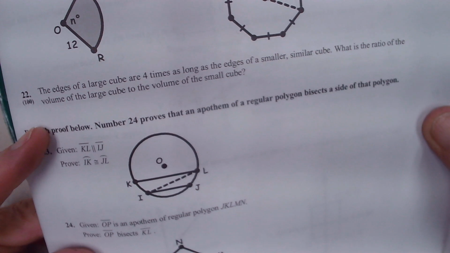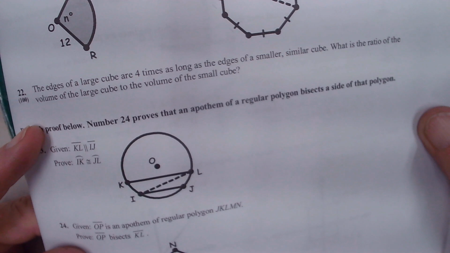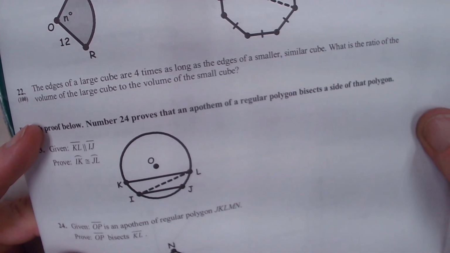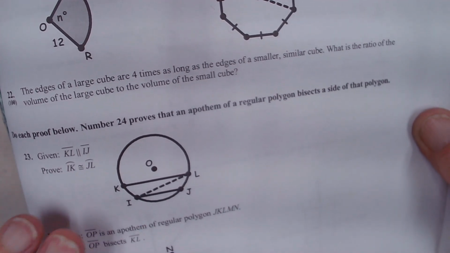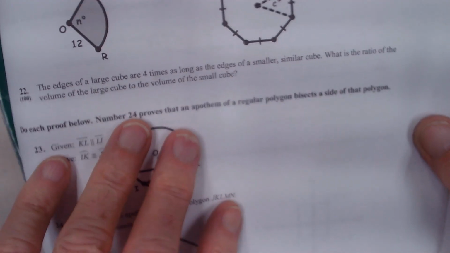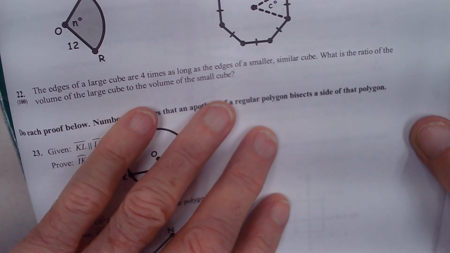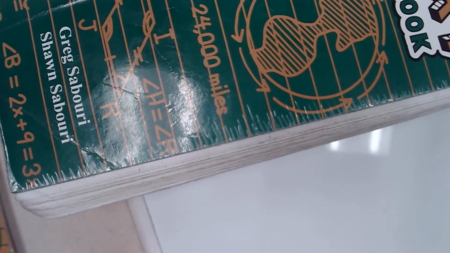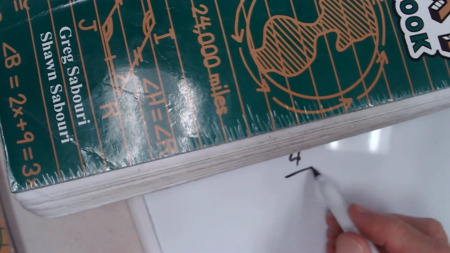Number 22. The edges of a large cube are 4 times as long as the edges of a smaller cube. All right. So that'd be in linear measurement, right? Inches, feet, something like that. What's the ratio of the volume of the large cube to the volume of the small cube? But that would be like 3-dimensional there, wouldn't it? Cubes. So the ratio then is 4 cubed to 1.